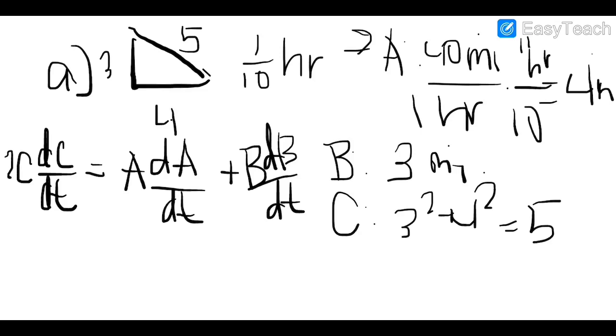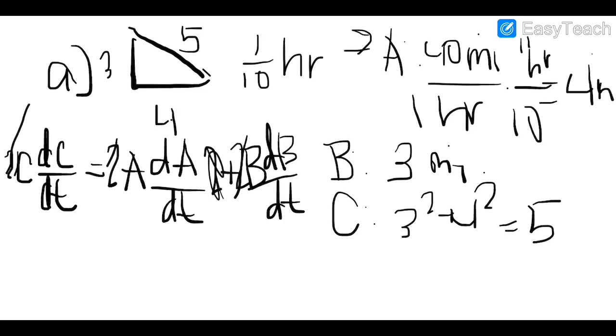I can actually write it out. But, oopsies. Sorry, that was not where I was supposed to put that. Right here. And we can cross all these out because each one has a 2. So then you end up with the rest, which is C dC/dt equals A dA/dt plus B dB/dt.